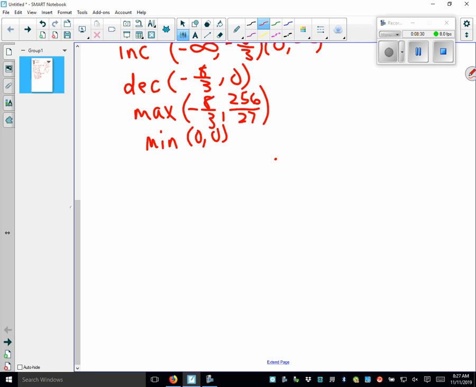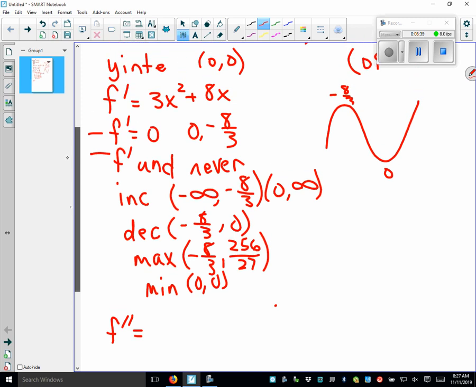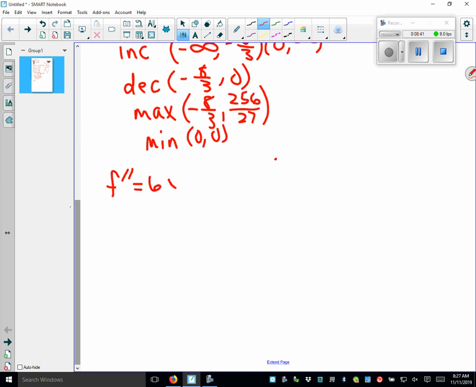What is the second derivative? 6x plus 8. When is the second derivative equal to 0? Negative 4/3. When is the second derivative undefined? Never.